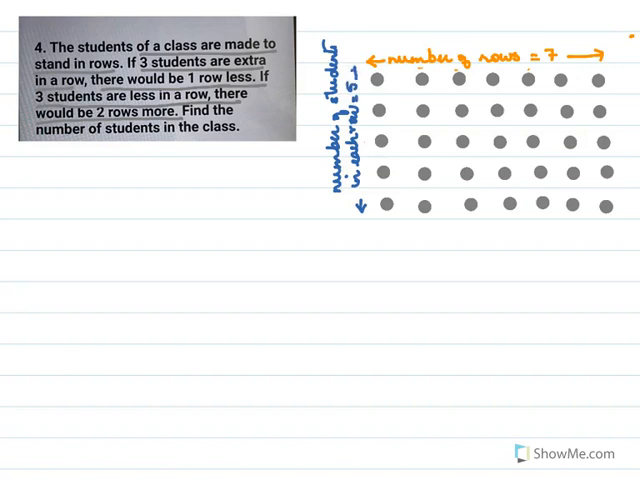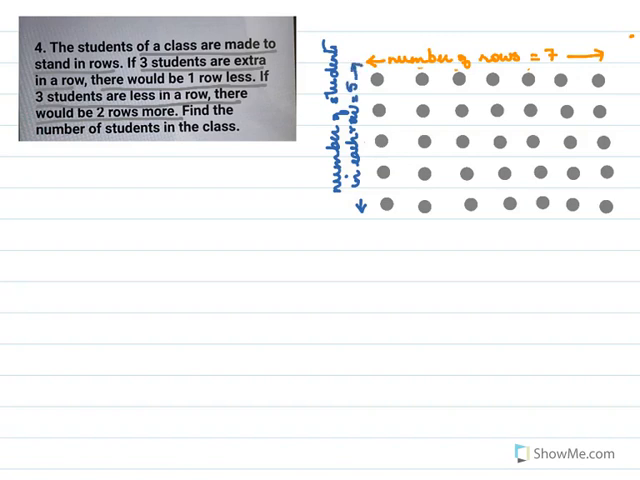So here's a little picture of students in a class. How many rows do I have here? I have 1, 2, 3, 4, 5, 6, 7 rows. So the number of rows is 7. Next, to find the total students, I need to know how many students are in each row. Let me take the first row. There are 1, 2, 3, 4, 5 students in each row. So the number of students in each row is 5.